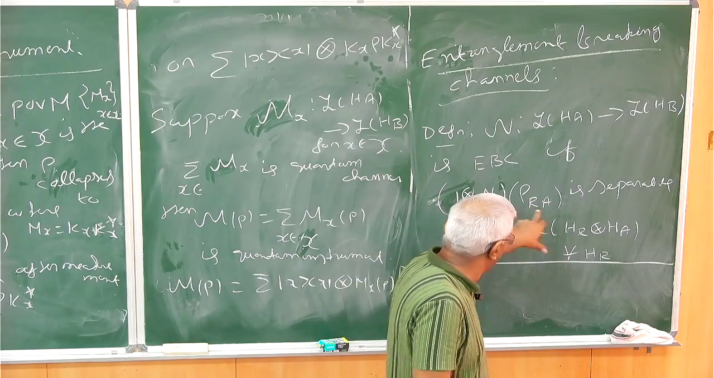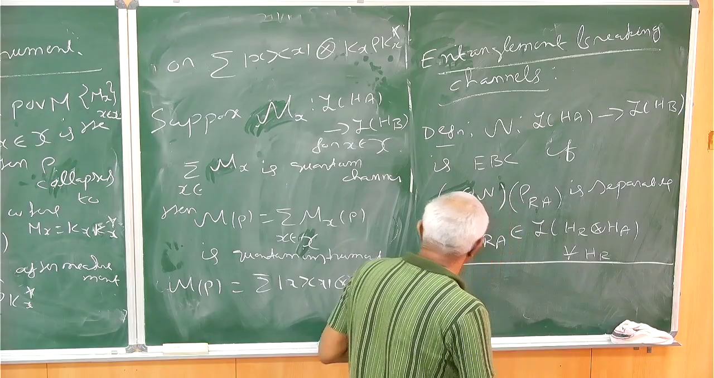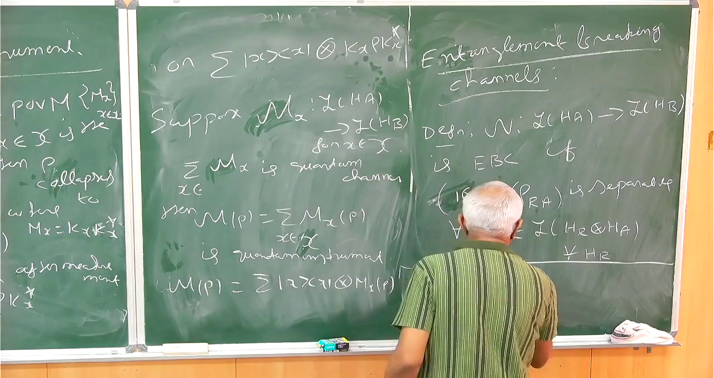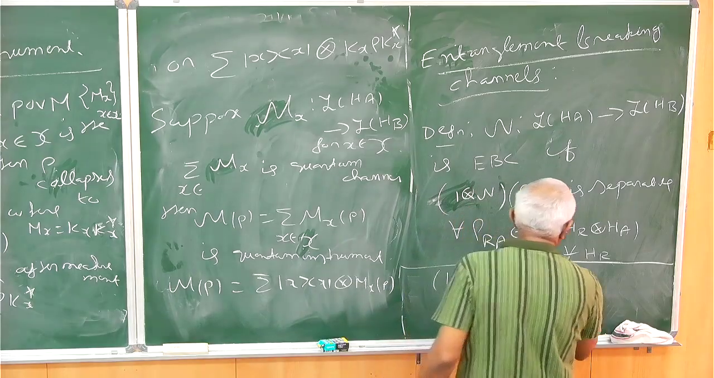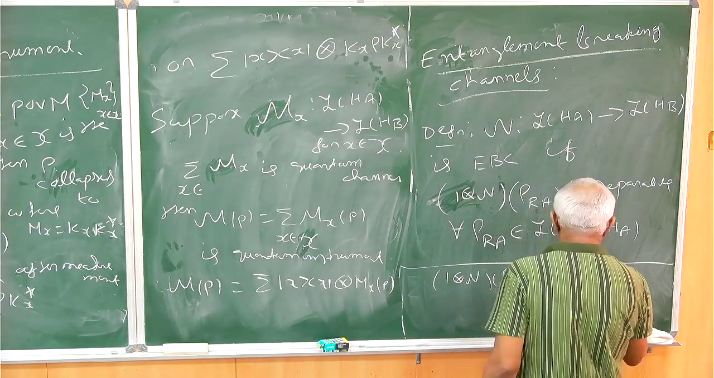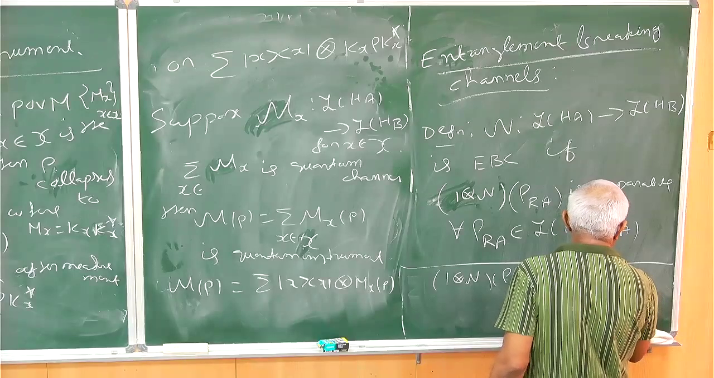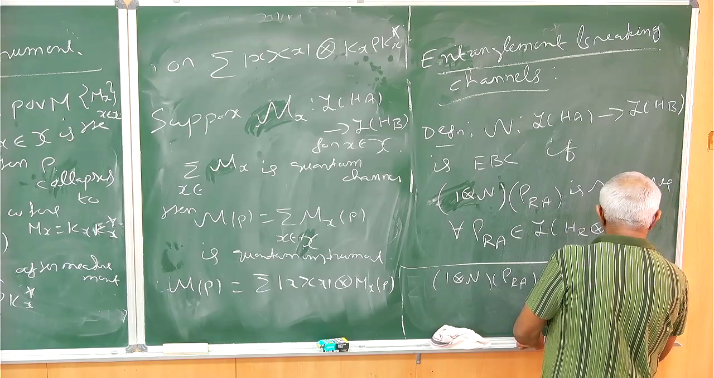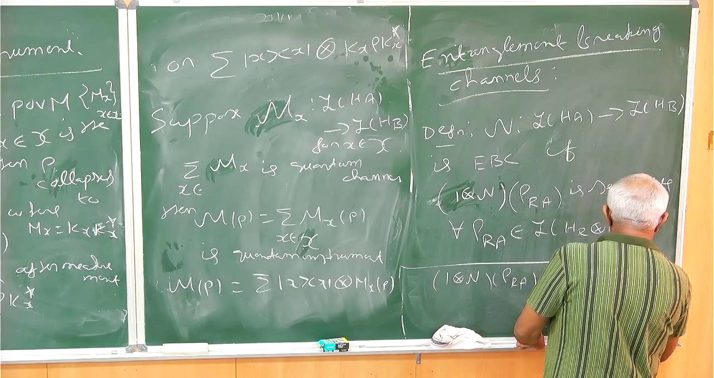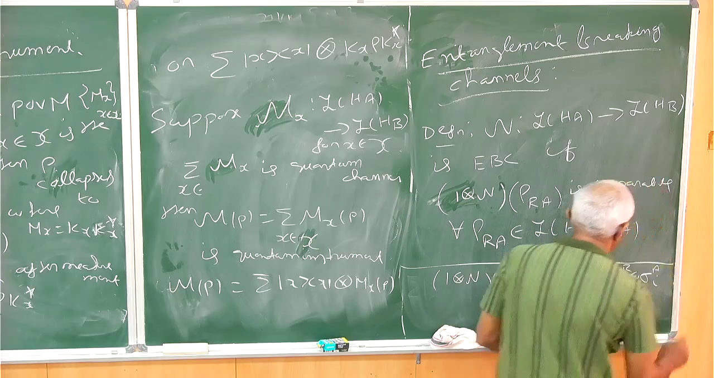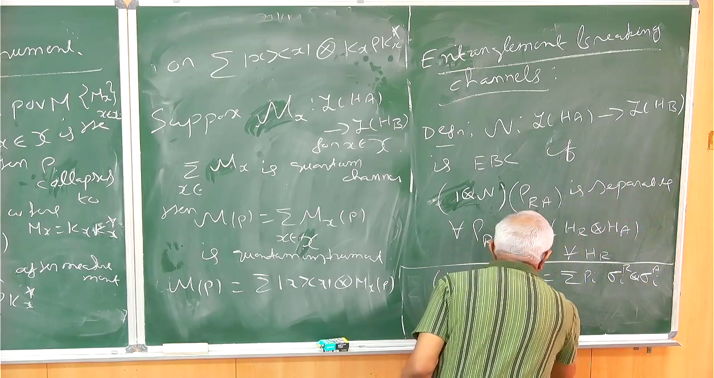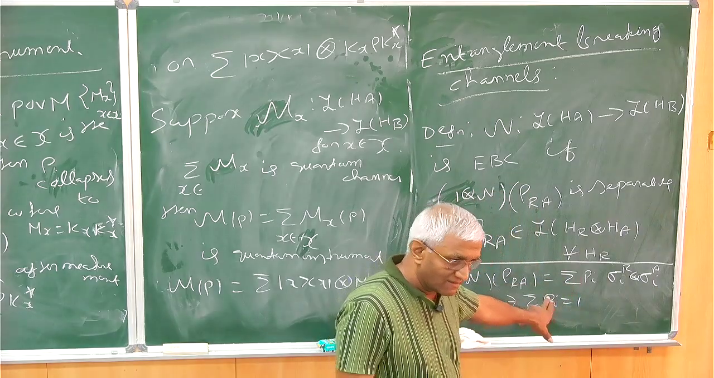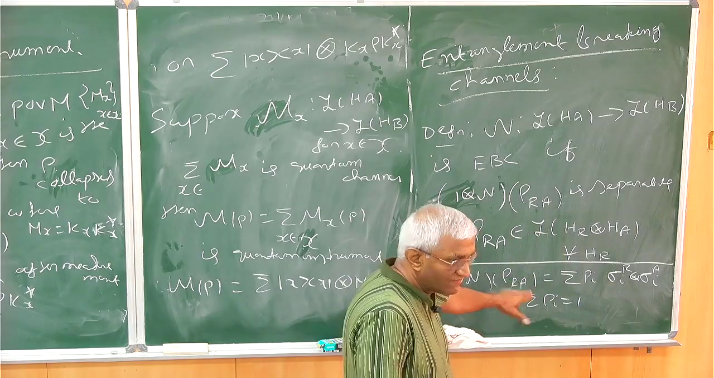You take this state, and if you apply 1 tensor N, it should be a separable state. So 1 tensor N of any rho or A will look like summation over p_i, some sigma_i tensor sigma'_i, such that summation p_i equals 1. This is what separability means. For a pure state, it is a product state. A pure state is separable if and only if it's a product state.